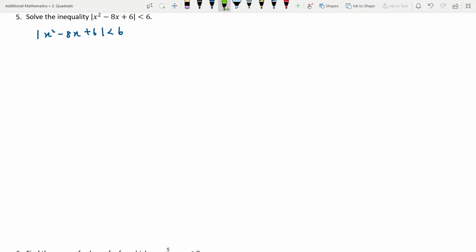From quadratic equation, we learned that when modulus of A is equal to B, A is equal to B, or A is equal to negative B. What about when the modulus is dealing with inequality? Here we have two cases. Case 1, modulus A is lesser than B, and case 2, modulus A is greater than B.